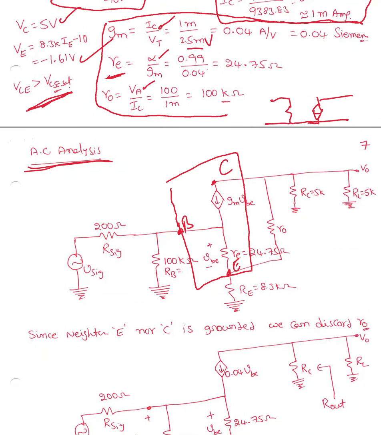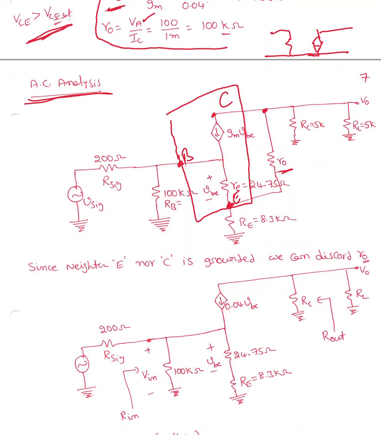Now, when it comes to R0, the internal resistance of the transistor is always connected between the collector and emitter. We will use it only when either the emitter or collector or both are grounded. In most cases, it is not possible to ground both emitter and collector, because you have to use one of them as an output terminal or input terminal. But if any one of them is grounded, we'll use R0. If not, we'll ignore it.